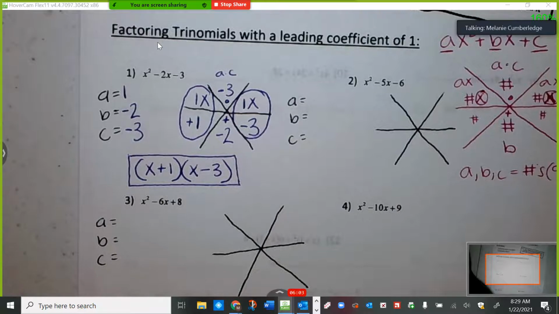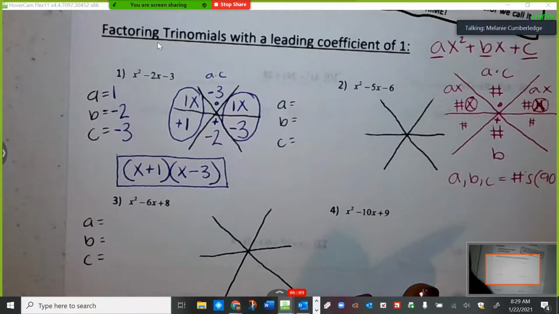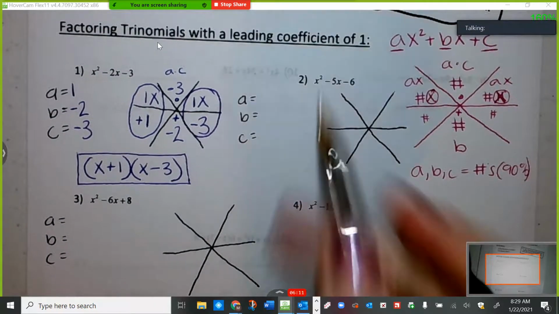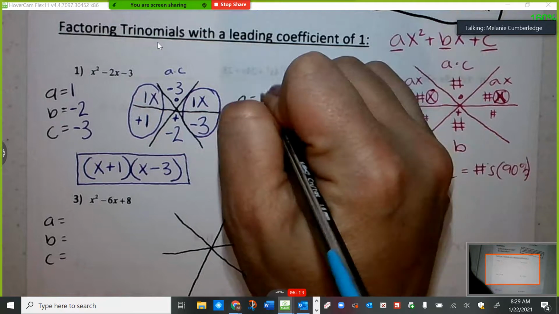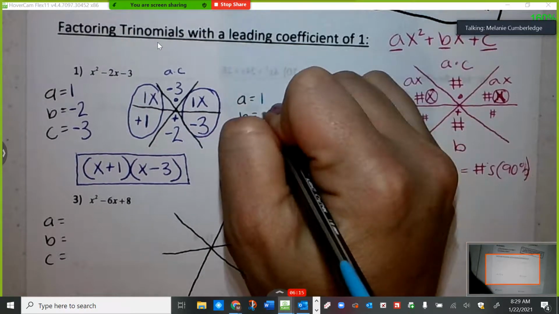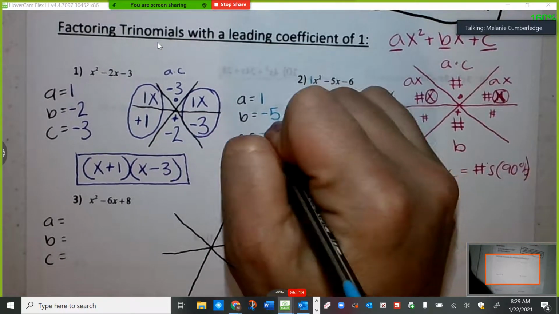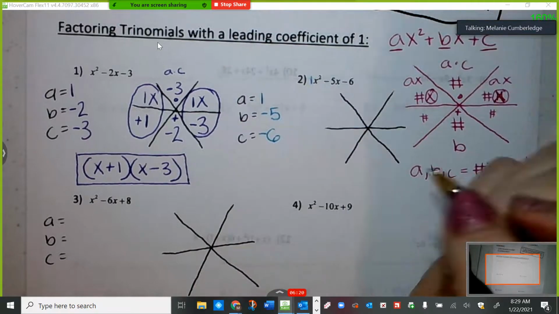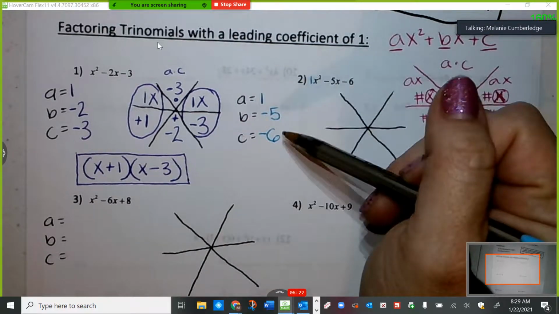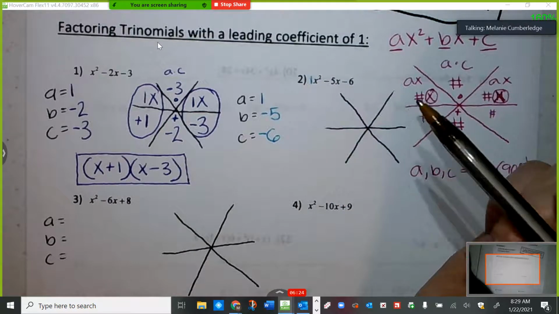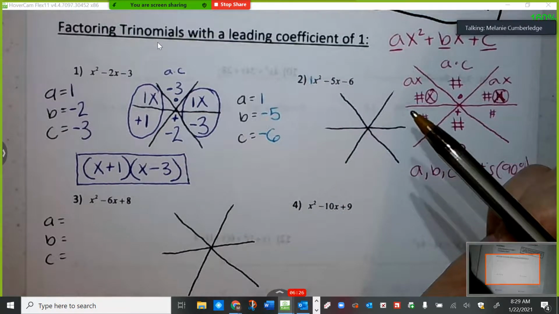Any questions, comments, concerns? Okay, let's look at number 2. A is 1, B is -5, and C is -6. Now, one thing to know is that it's super important to remember your signs in front of your numbers here because it changes everything if it's negative or positive.